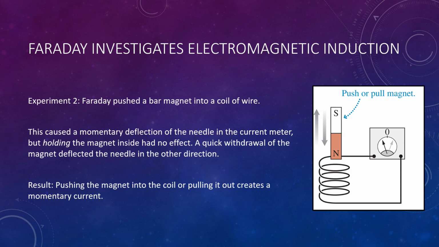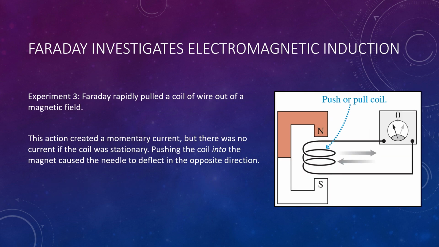Well, who says you have to move the magnet? What if you can take the coil and move that instead? So Faraday did that for his third experiment. In this case, you have a magnet with a north and a south pole, and instead of moving the magnet, this time we're going to move the coil of wire. So in this case, we take the coil of wire and either pull it out really quickly or push it back into the magnetic field.